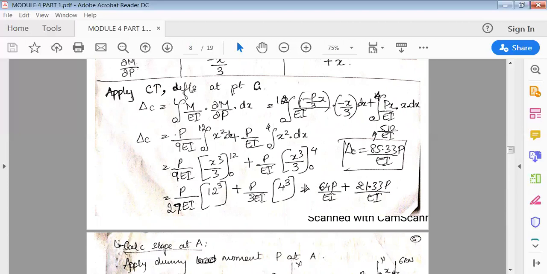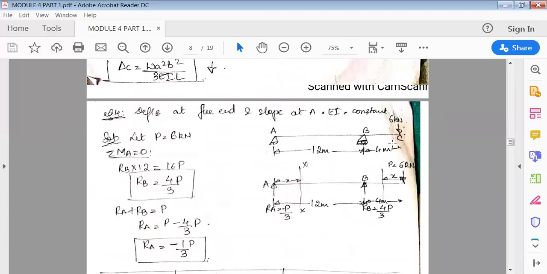So we'll get 64p over EI plus 21.33p over EI. Now add both of these, so it is 85.33p over EI. Now that you know the value of p, substitute the value of p. So 85.33 into 6 over EI, which is 512 over EI. So delta C is 512 over EI. This is the deflection at C.